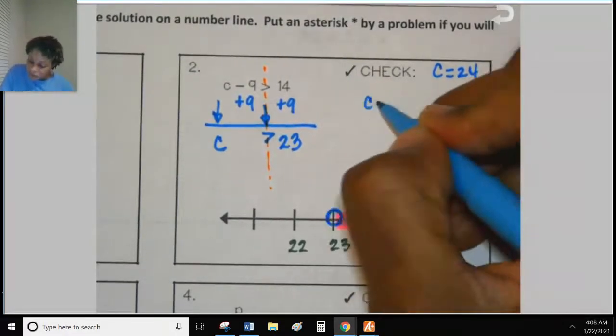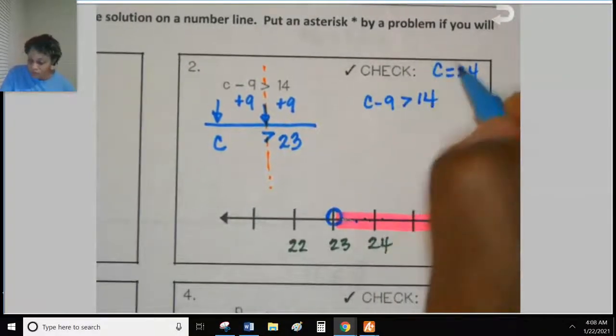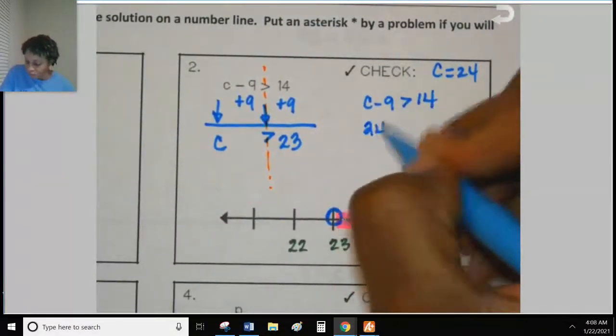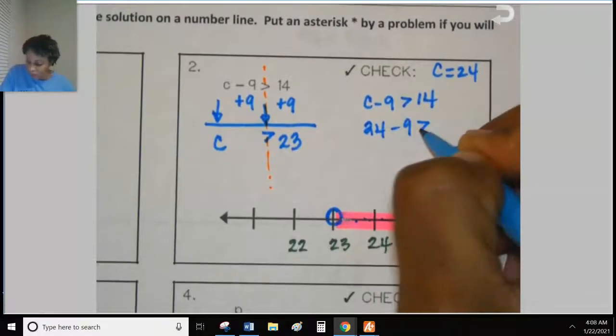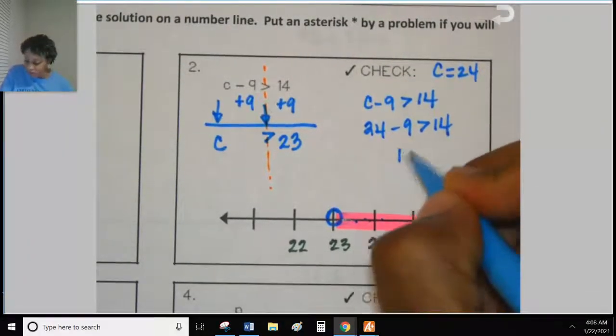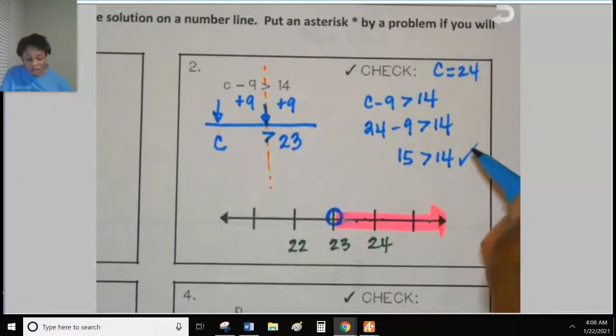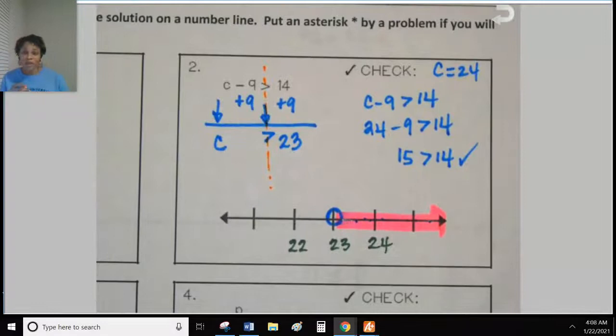So c minus 9 has to be greater than 14. We said we're going to replace it with 24. 24 minus 9 has to be greater than 14. 24 minus 9 will give me 15. Is 15 greater than 14? Yes, it is. So that would make that true.